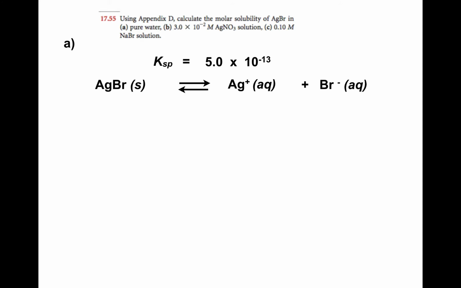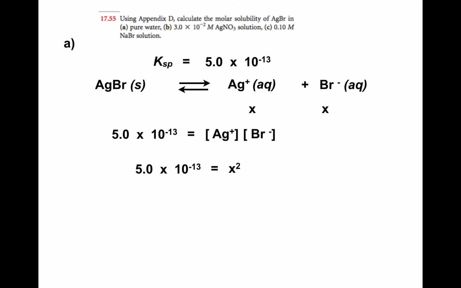Use Appendix D to calculate the molar solubility of silver bromide in pure water. In pure water, for every x amount of silver bromide lost, you're making x amount of silver ion, x amount of bromide. These are the equilibrium concentrations. Plug them into the law of mass action, set them equal to the KSP value, and solve for x. That represents the molar solubility in pure water.